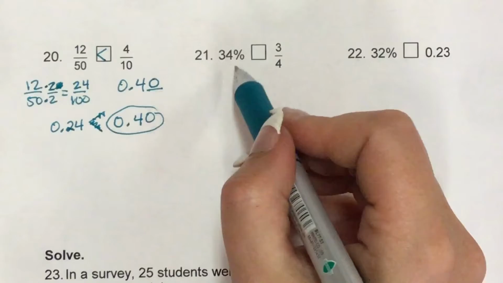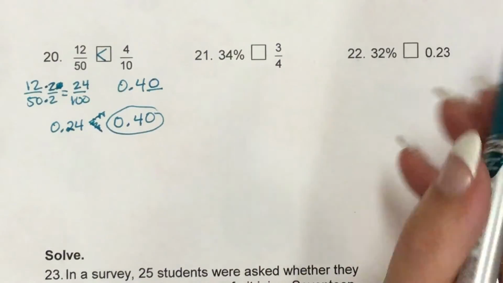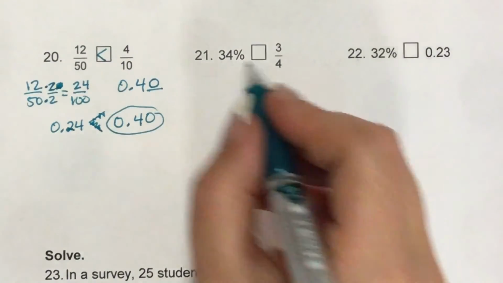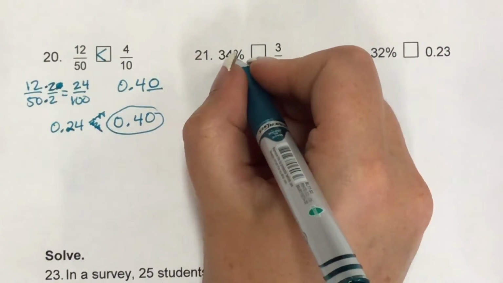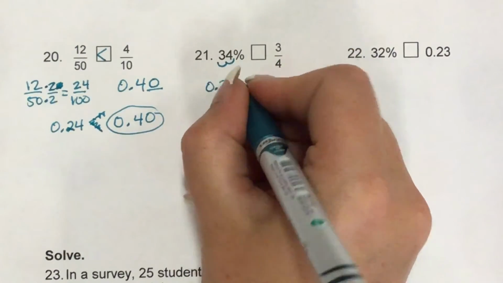Okay, now we have number 21, 34% and 3/4. So 34% is pretty easy to convert to a decimal. I just need to move it 2 places to the left, and I end up with 0.34.